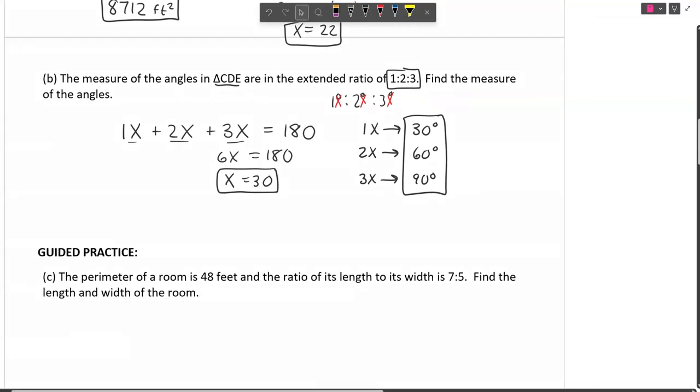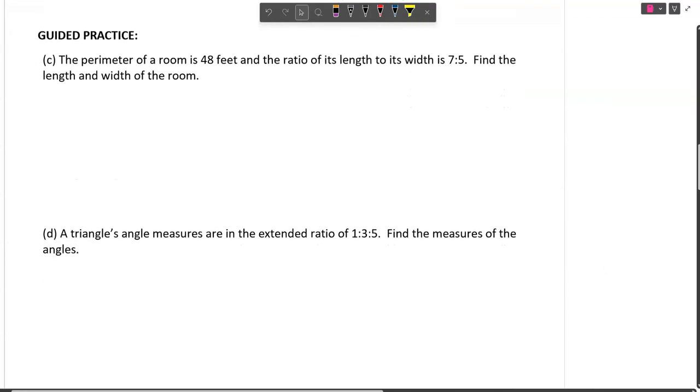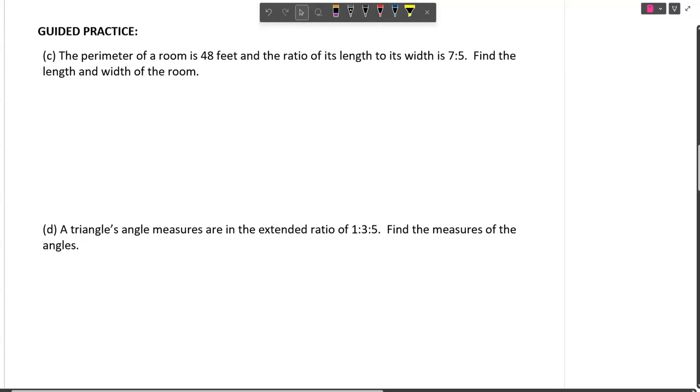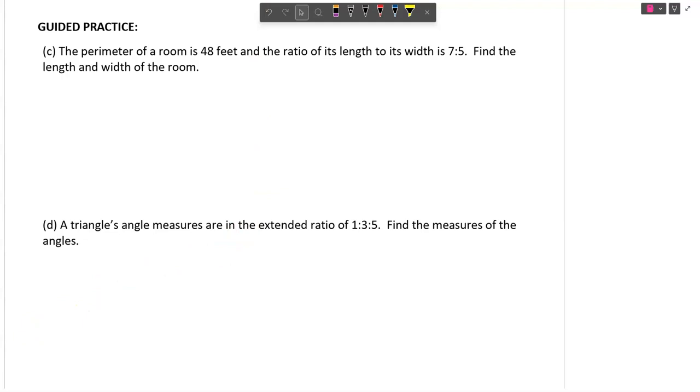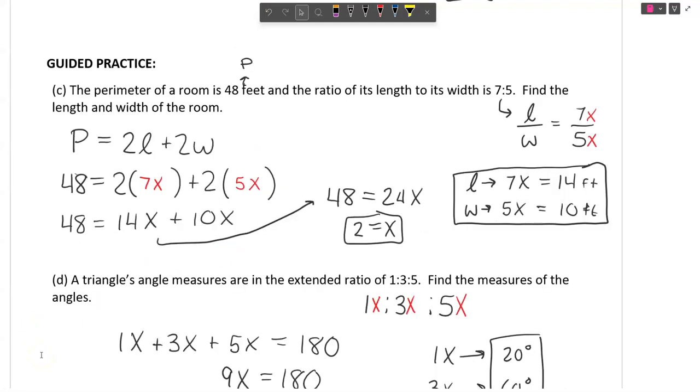So now, once again, it is your turn. Pause the video and try to find for C and D the perimeter for the first example, and for the second one, the angles of your triangle. Alrighty, let's take a look at how we did.